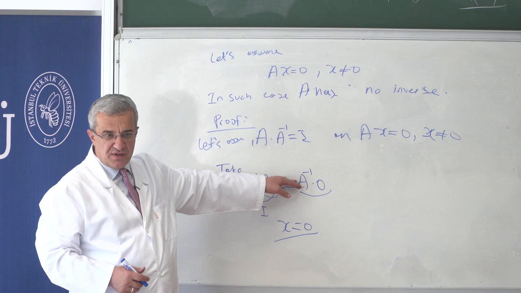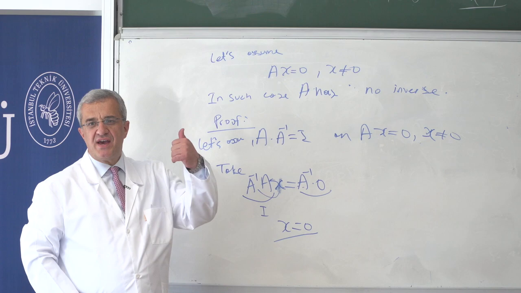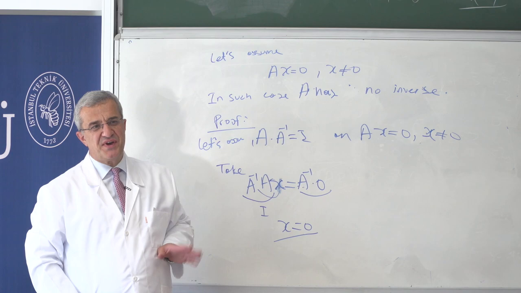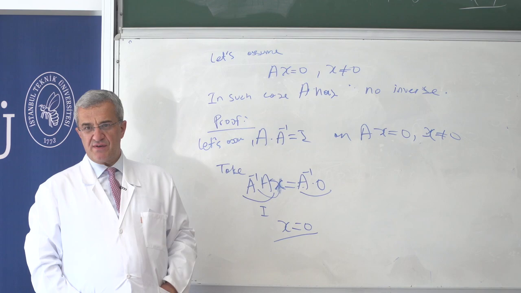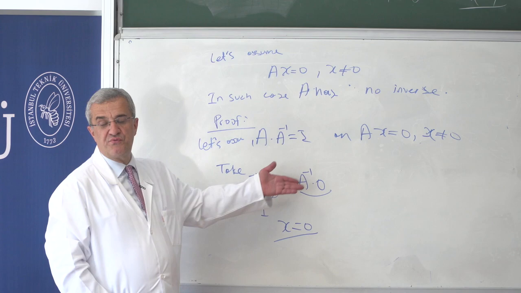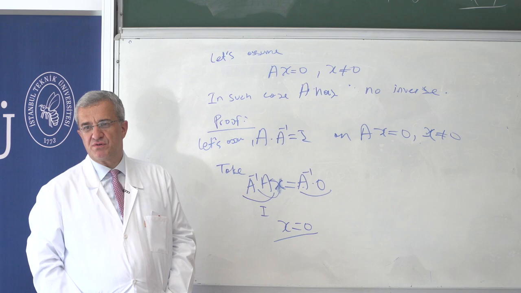So that means if AX is equal to zero for a non-zero X, that means there is no possibility of A inverse. We call that a singular matrix. That's the definition of a singular matrix, okay? And singular matrices, by this proof, was such a simple proof, right? Do not have inverses.